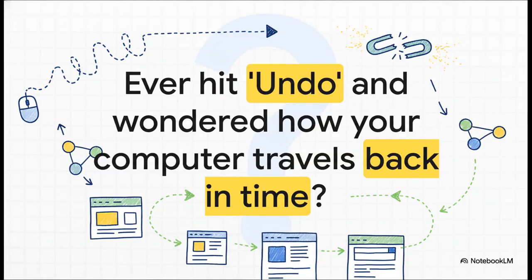Seriously, think about it. It kind of feels like magic, right? You make a typo, you hit Control Z, and poof, it never happened. Or what about clicking the back button in your web browser? How in the world does it remember every single page you visited in order? Well, I'm going to tell you it's not magic. It's just a really, really clever data structure.